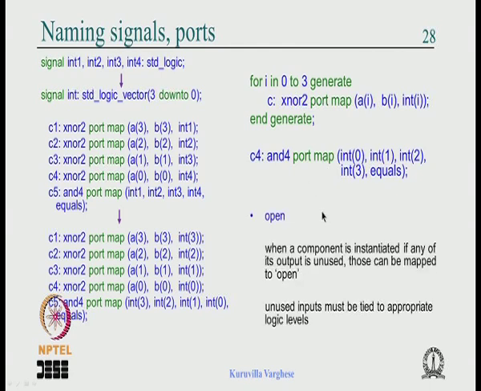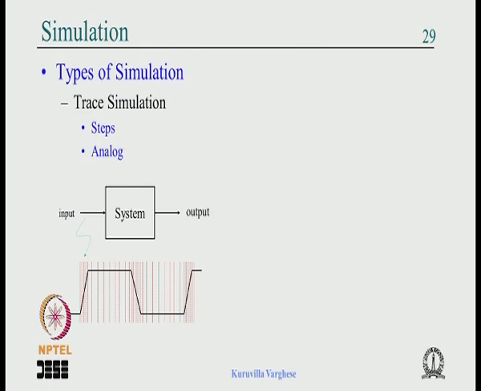That's possible, and whenever you instantiate a component and a particular output is not used, you have to say open, and don't leave any inputs hanging. So unused inputs should be tied to the appropriate level to make the input inactive. In the case of an AND gate it has to be 1, and for an OR gate it is 0, and we have looked at different types of simulation.